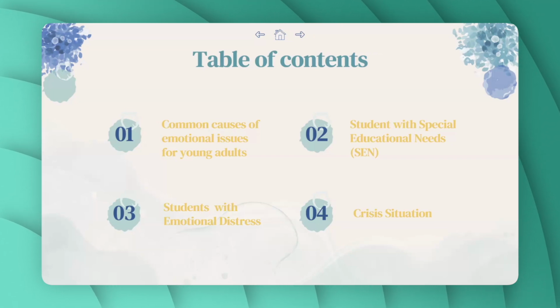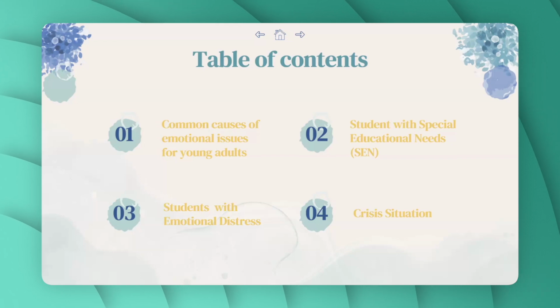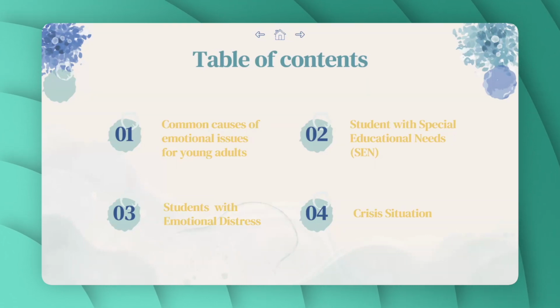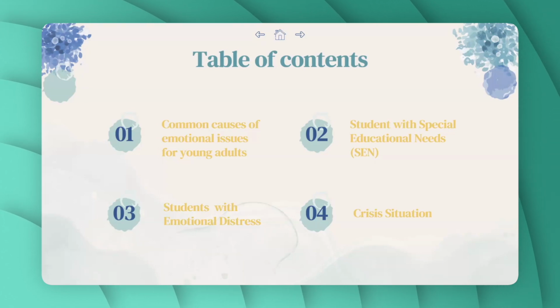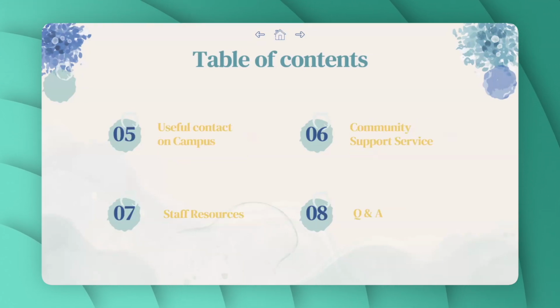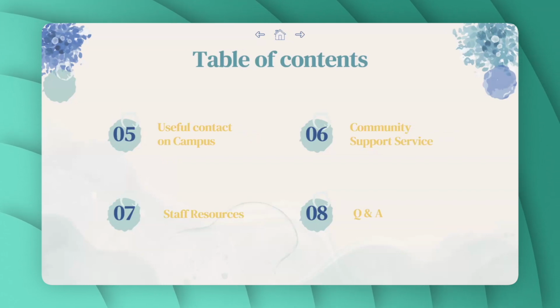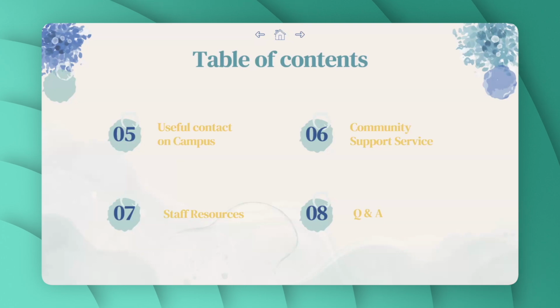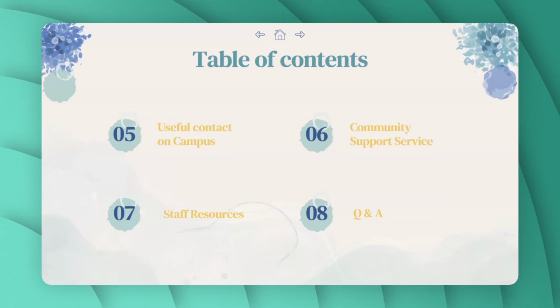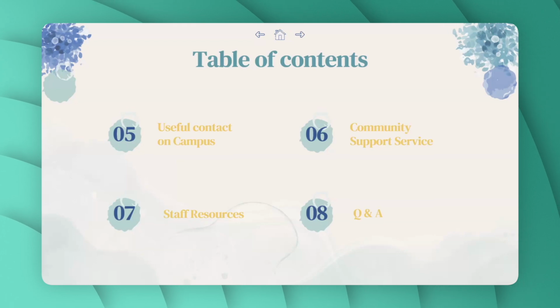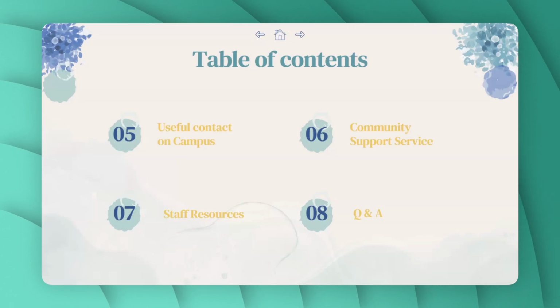Then we will go through students with emotional distress and the support they require. The next one is crisis situations. We don't want to see that, but they do happen. So we will go through what support we provide and how to handle things thereafter. After that, we will share some important information like the support on campus and outside campus, and other staff resources. I just realized most of our staff don't know where to find the resources here, so let me explain a little bit. Lastly, Q&A. If you have any questions for me, I'm willing to answer.